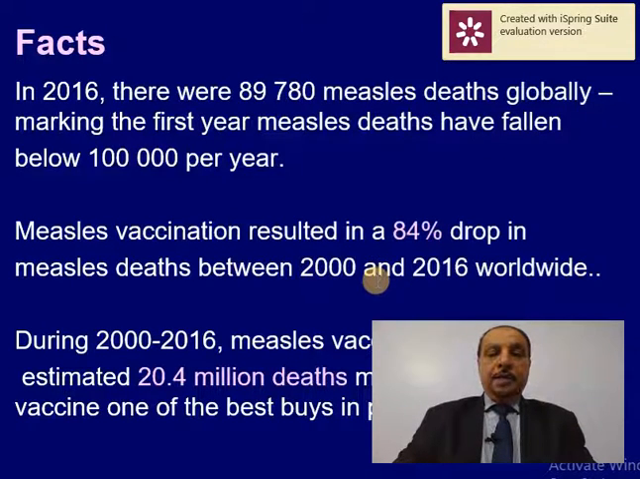Some of the cases will appear in areas of war, and some people refuse vaccinations. You will find some countries with low immunization coverage. That's why they still have measles cases. During the years 2000 to 2016, measles vaccination prevented an estimated 20.4 million deaths, making the measles vaccine one of the best buys in public health.